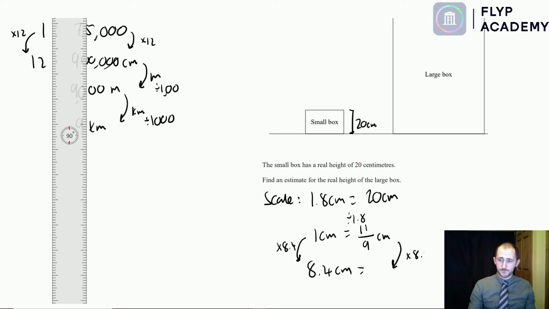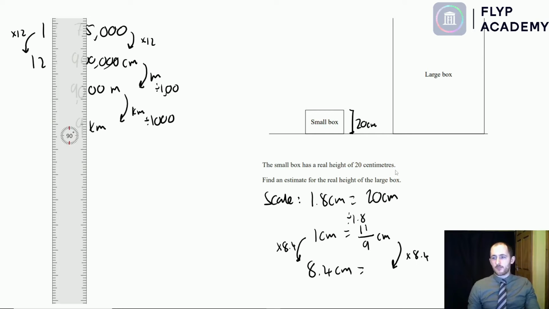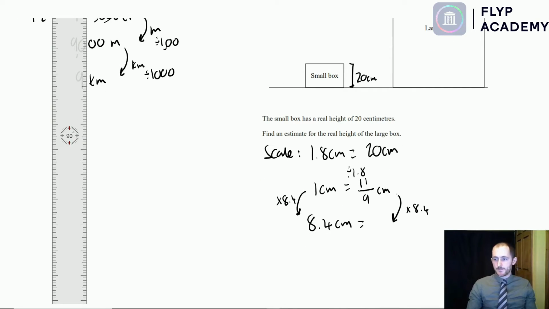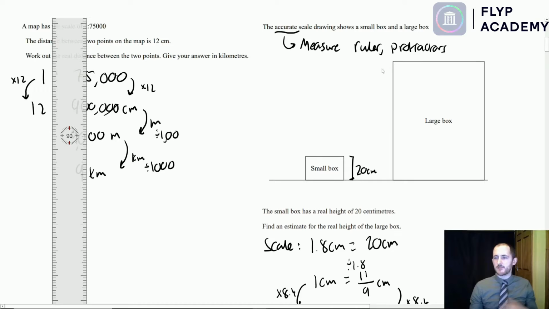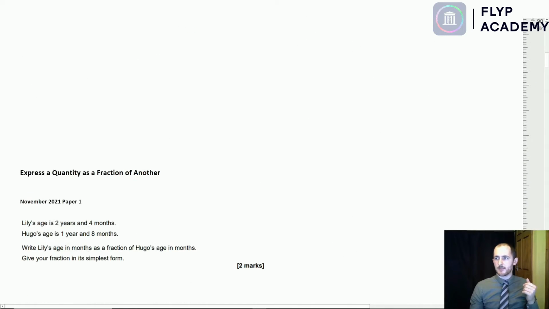And again, they do give you a bit of a range, so it's not as bad. So again, answer times by 8.4, which gives us 93.3 centimetres to 3 sig fig. And again, it does look about 4 times bigger, 5 times bigger, so that is probably correct. So now we don't need this anymore.